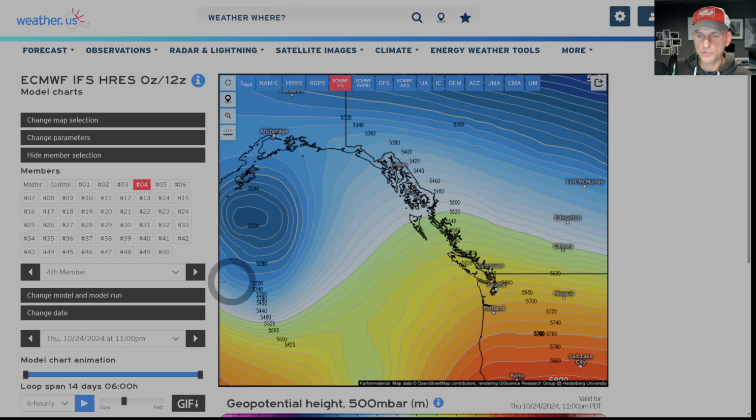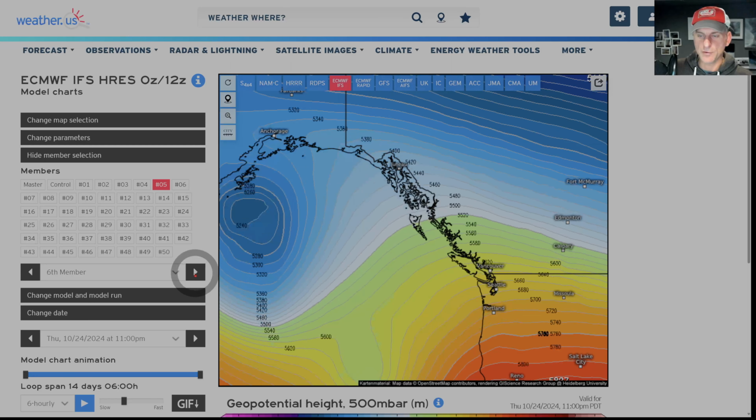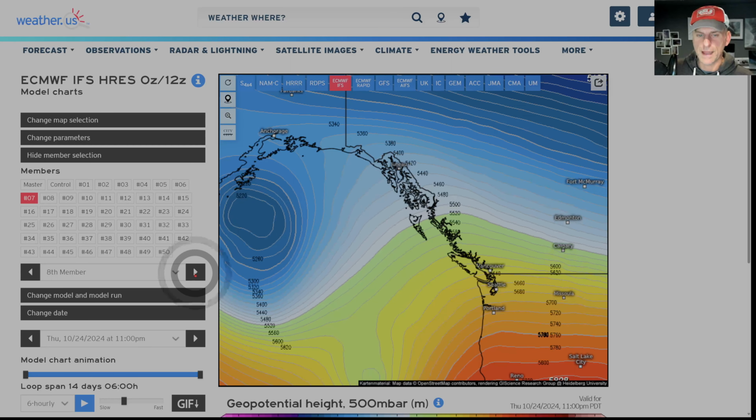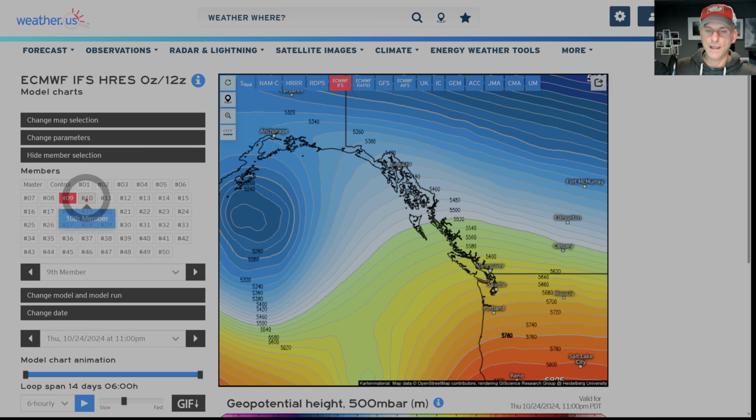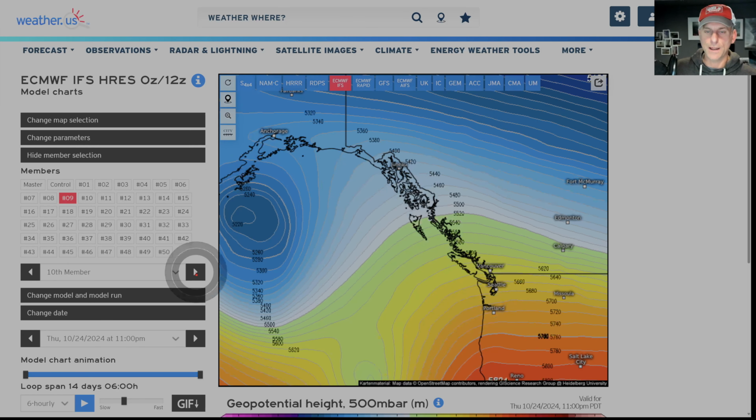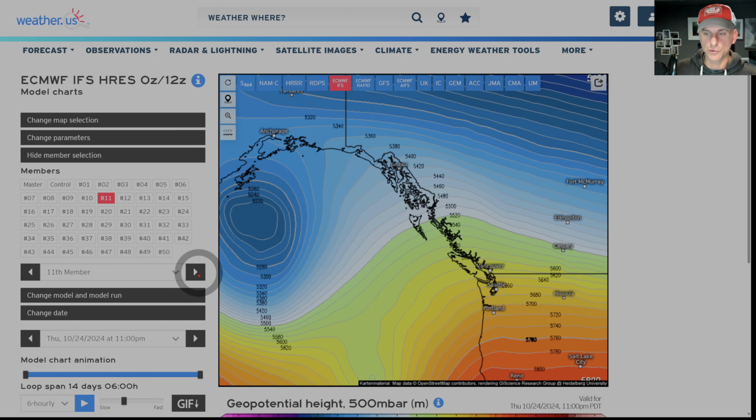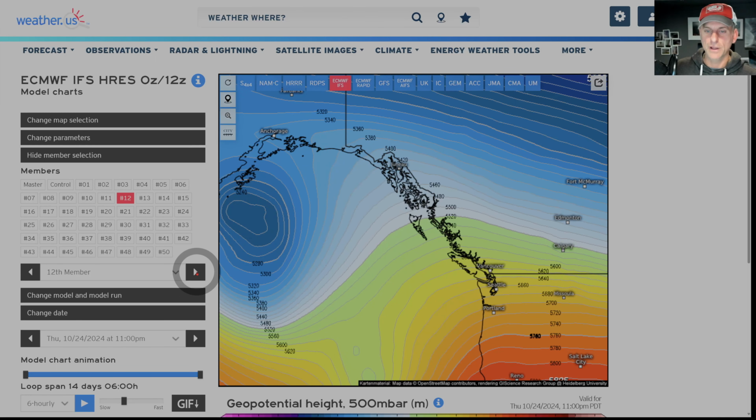Notice just the subtle tweaking here of the heights at 500 millibars. That's what we do to the atmosphere. So basically we're saying, hey, we might not know exactly what the atmosphere is doing. Let's tweak those initial conditions for all of these 50 ensemble members and let each individual one run out. And as you get off into the future, the chaotic nature of the atmosphere, you can get some really wild divergent solutions when you look at these individual ensemble members.